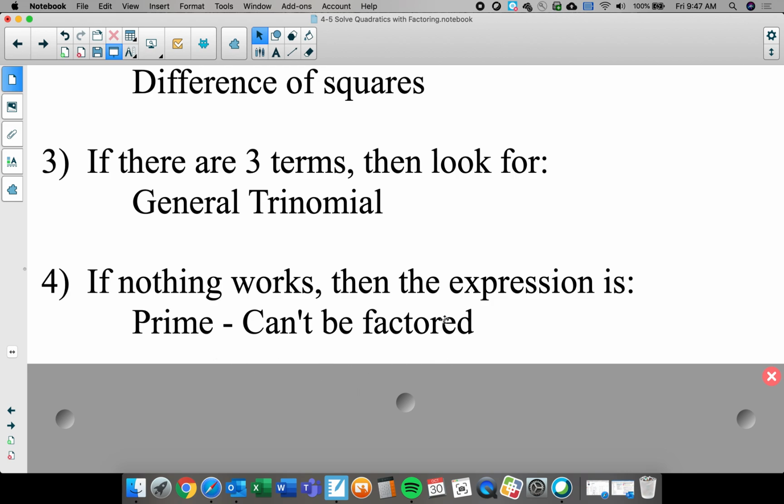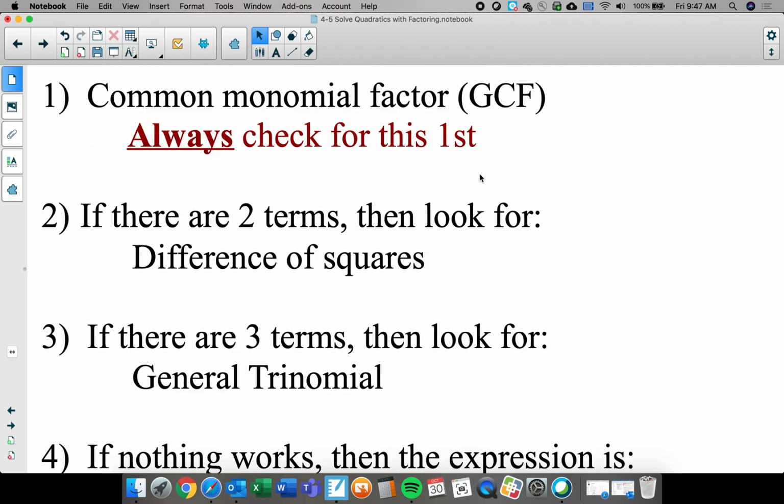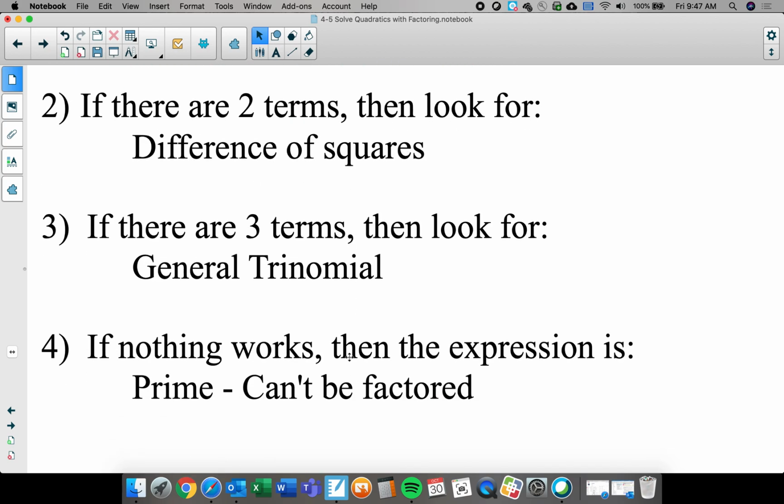Now, one point I want to make right away is that that does not mean that it cannot be solved. We could end up using the quadratic formula, if you remember, and that's what's coming eventually. It just means it cannot be factored. It is still solvable for the most part, but we don't have that method yet. So we're just working on factoring. There's your process as you work your way through. Look for a greatest common factor, then look to see whether you've got two or three terms. Try to factor it as either a difference of squares or a general trinomial. And if nothing works, it is possible that it is not factorable and therefore is prime.